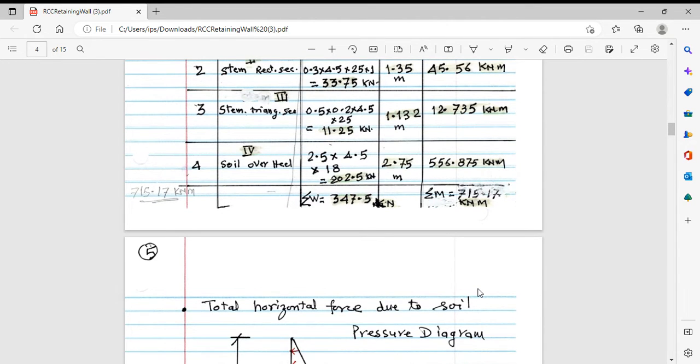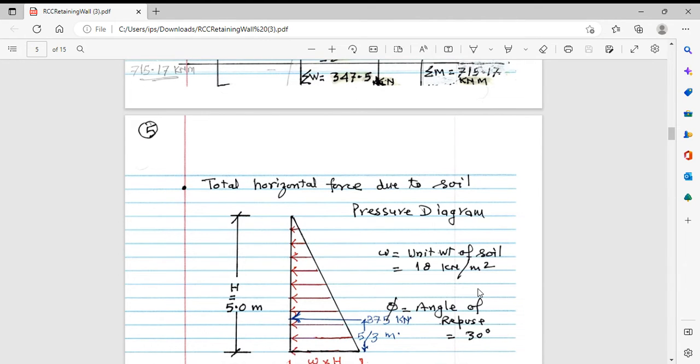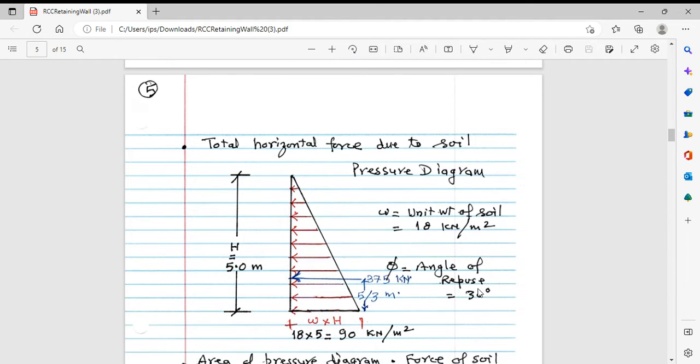With the help of these two parameters, that is sigma W and sigma M, we'll calculate the stability. Before we go for the stability, first of all we have to see the total horizontal force of the soil over the vertical wall. This total height is 5 meters. The pressure goes on increasing, and the base is nothing but W into H. W is 18, H is 5 meters, that's 90 kilonewton per meter square.